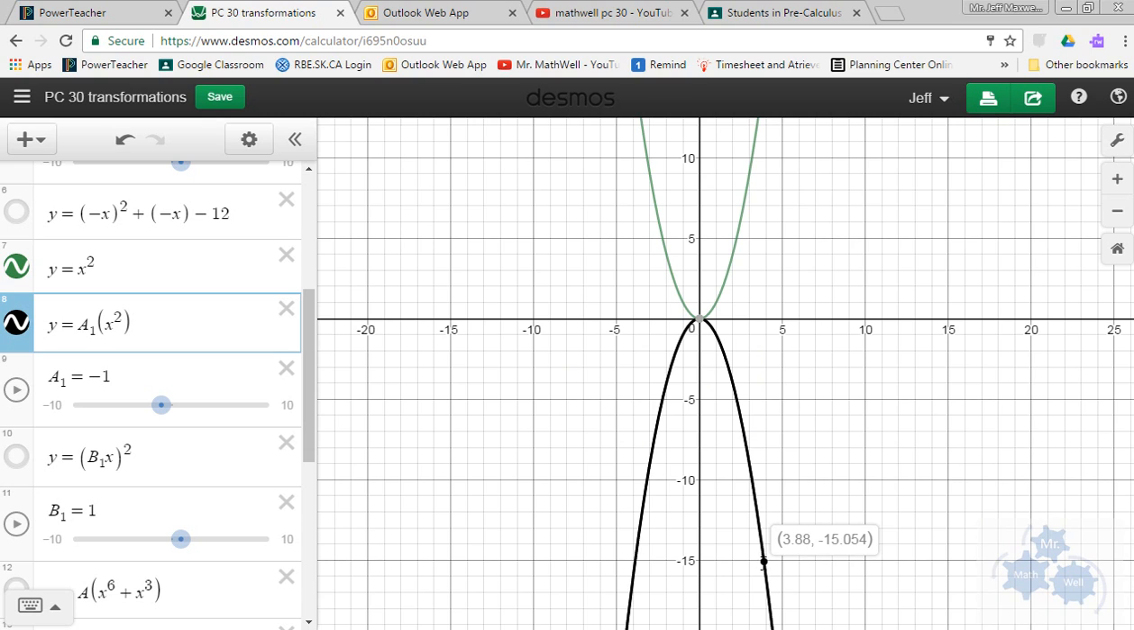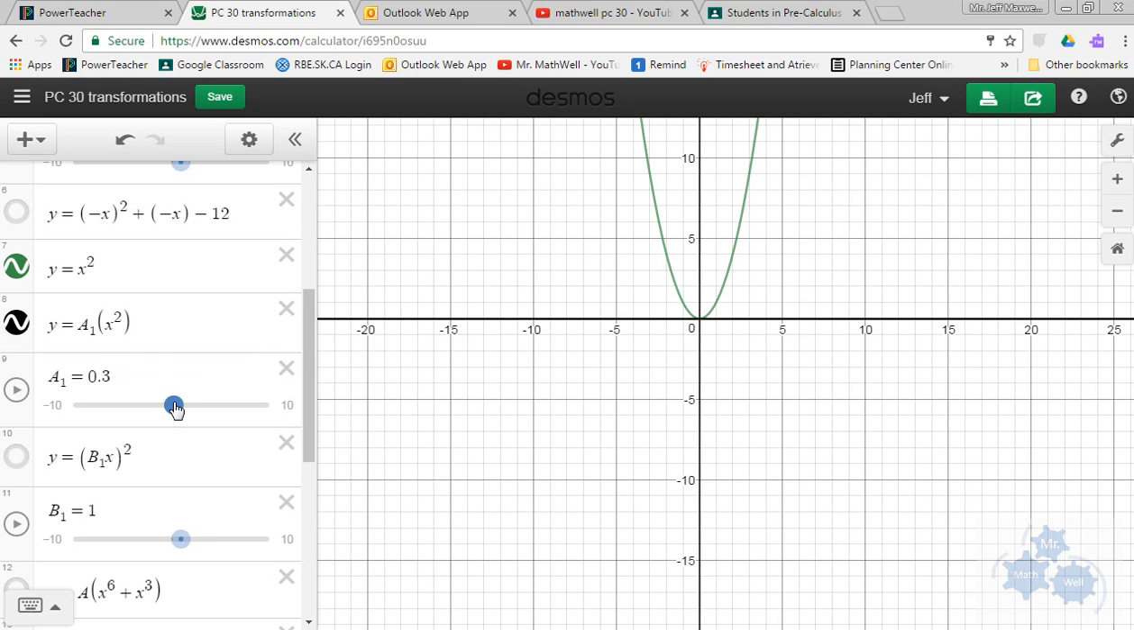Okay, 3.87 and -14.9. See that? It's a flip. All right, so let me show you that one more time here. From -1 to +1, it flips back to itself. Okay? Got it? All right. Questions?